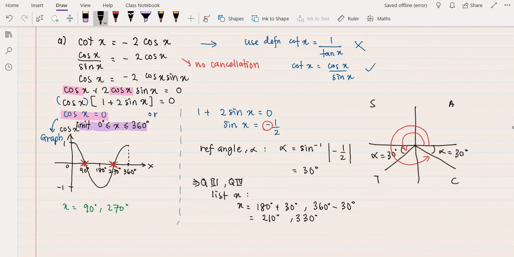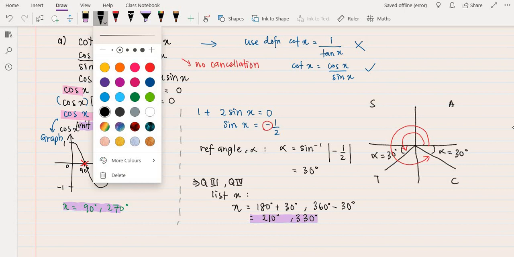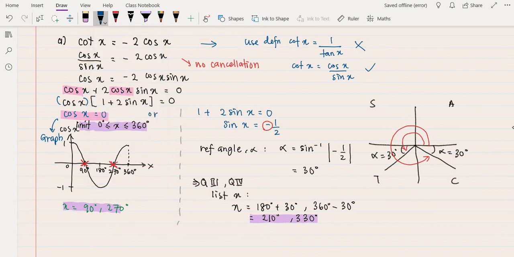Is that all? Yes, but do take note because we have two different parts of solution. You need to write up our final solution. Okay, so our final solution will be written like this. Just combine everything and we'll arrange everything in ascending order. So x will take the values 90 degrees, 210 degrees, 270 degrees as well as 330 degrees.